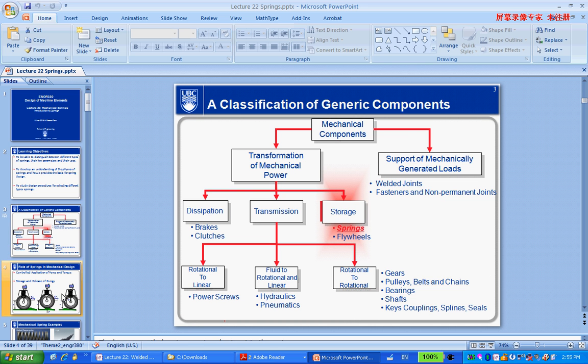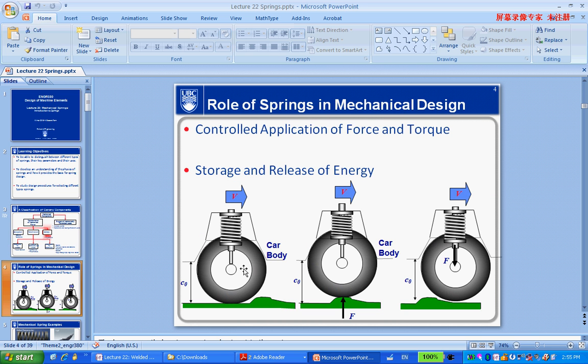Yeah. So springs have wide applications. One of the applications is in automobiles. You have this suspension spring at the wheel. When the wheel goes over the bump, the spring will be compressed, and as it goes across the bump, the spring will release the energy. Basically, a spring is a component that stores and releases energy, right? Yeah.